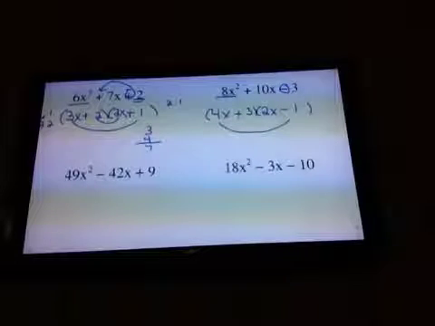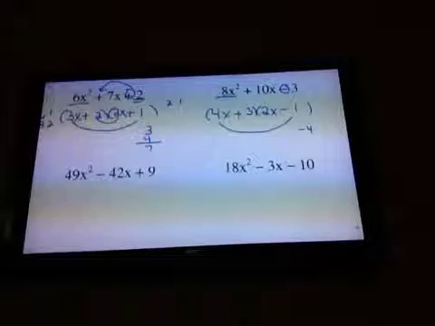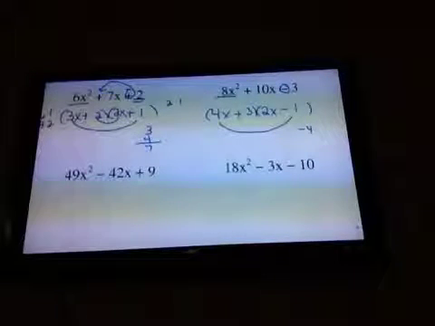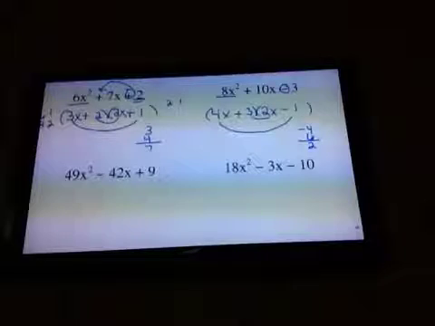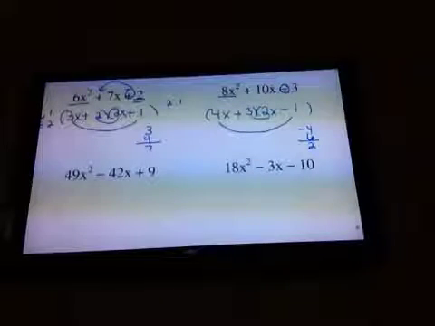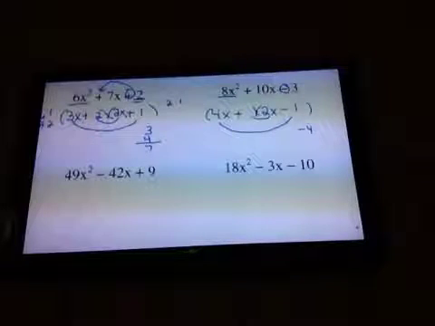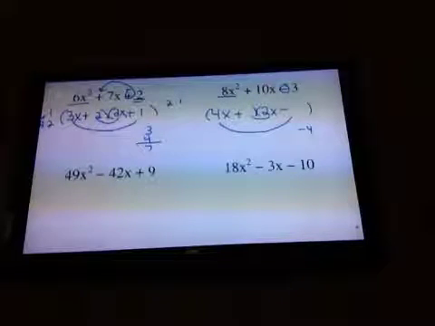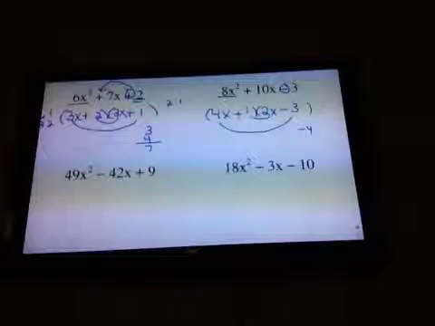Outer times outer is negative 4. 4 times the negative 1. Inner times inner, positive 3, positive 2 is positive 6. And I do not get a 10. Okay, so I'm going to do this. I'm going to switch my 3 and my 1. Let's try that.